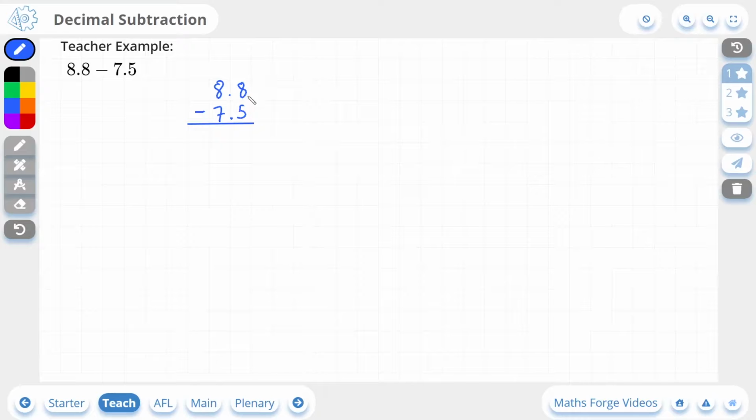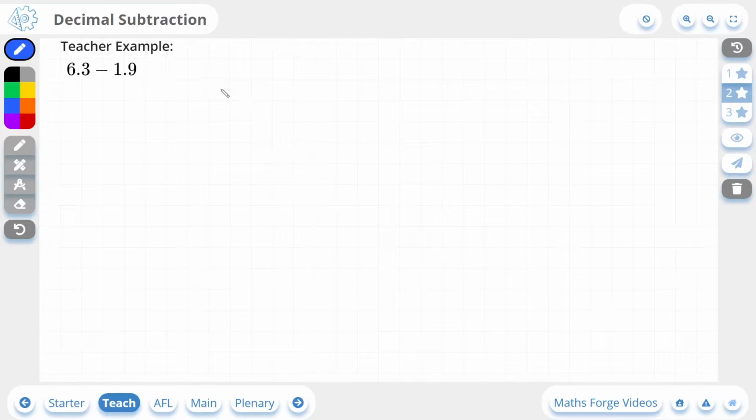So let's do the first calculation. We're starting from the right. 8 minus 5 is 3. We have a decimal point. 8 minus 7 is 1. So our answer should be 1.3. Let's check it. There it is.